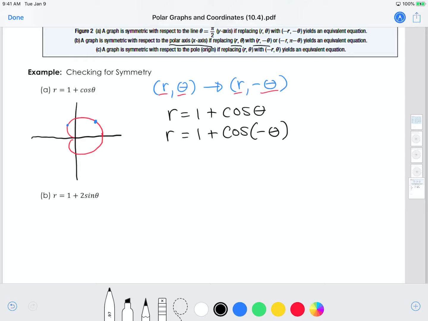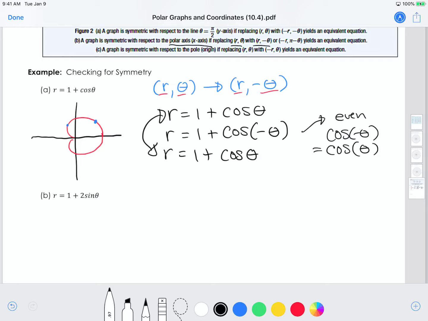Now, if you think back to the previous section when we talked about even and odd trig functions, if you recall, cosine is an even function, which tells me cosine of negative theta is the same as cosine theta. So now I can replace cosine of negative theta with cosine theta using even properties, and I get the same equation. So that means we definitely have symmetry with respect to the polar axis.